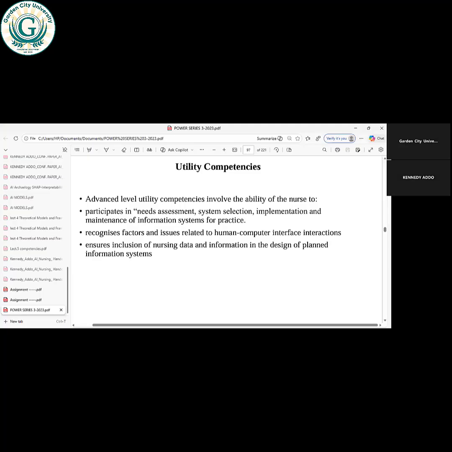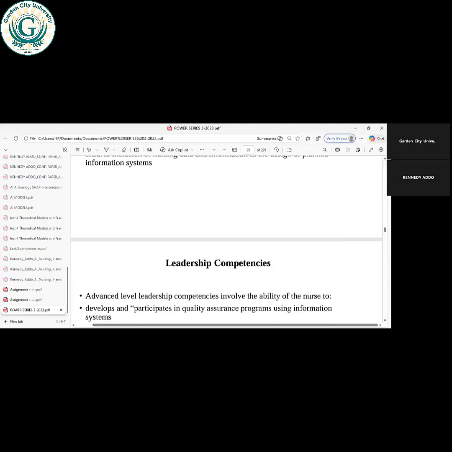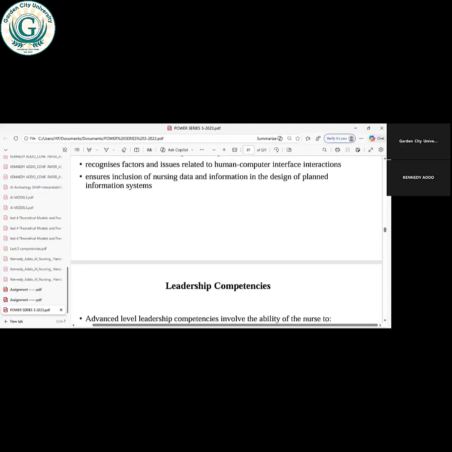Very, very important. And then you look at how effective, efficient, and the satisfaction people or users derive from the system. All these are quality traits of usable systems. Right? Okay. Then increasing nursing data and information, the design of planned information systems. Doing migration of our raw data into the computerized system.